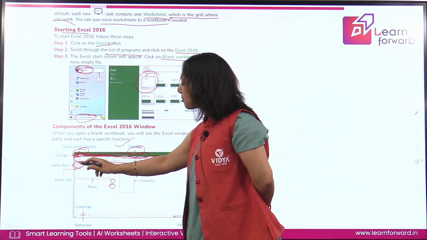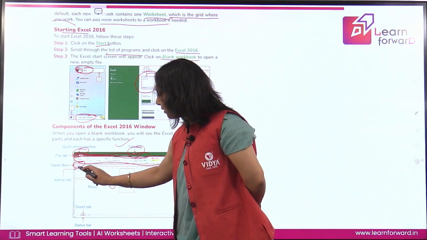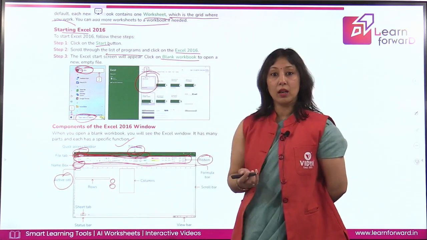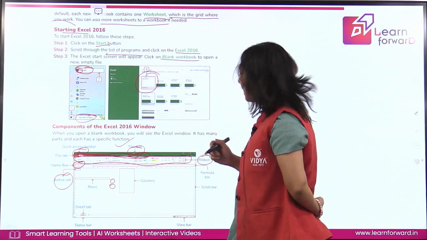So this name is displayed in the name box. Wherever you click, that is known as the active cell. The active cell is basically the cell in which you are working, where you are typing something, or which you have selected. That's an active cell.